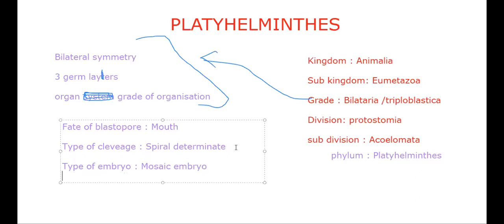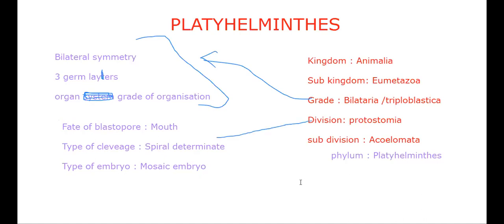So the fate of blastopore, type of cleavage, type of embryo, all this information we already learned in Kingdom Animalia. Because of that, we additionally added 3 more points. For phylum Platyhelminthes, mouth is the fate of blastopore, type of cleavage is spiral determinate, and type of embryo is the mosaic embryo.